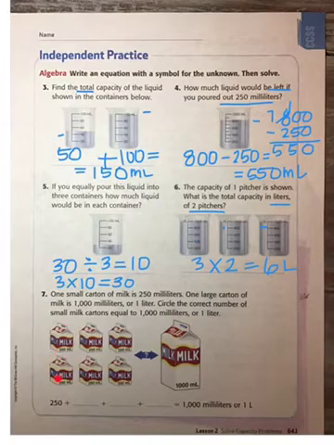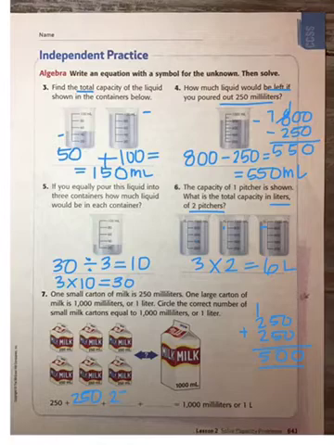Okay, so each one is 250. How many of them do I need to add together until I get to 1,000? All right, so let's see. I've got 250 plus 250. I'm going to add those together first. Add my 1s, add my 10s, regroup that one. 500. Okay, so 2 of them is 500.